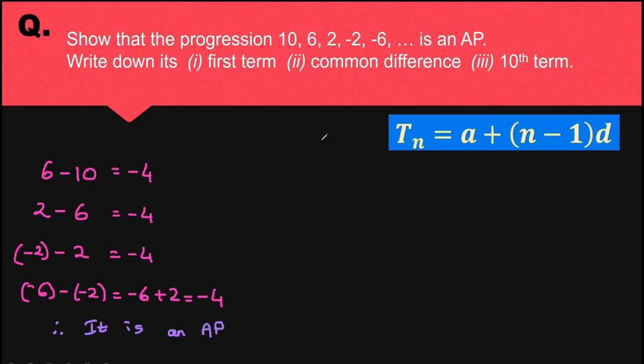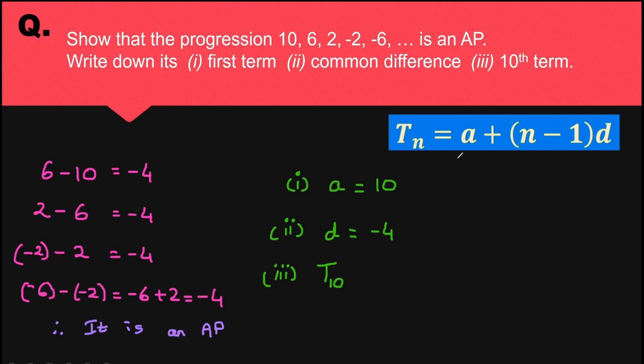So if it is an AP, we can find out the first term, that is a, which in the progression is 10. Second, we have to find the common difference. So that we have already checked, and the common difference is negative 4. And the third thing that we need to find is the 10th term. So we need to find T10.